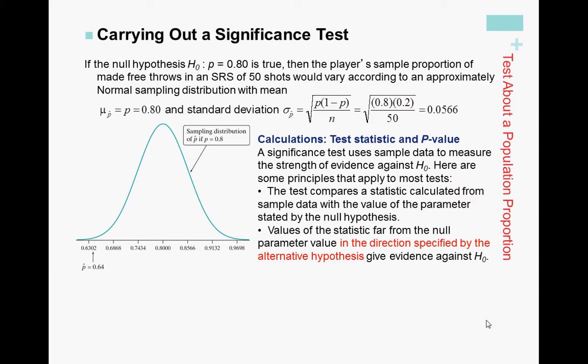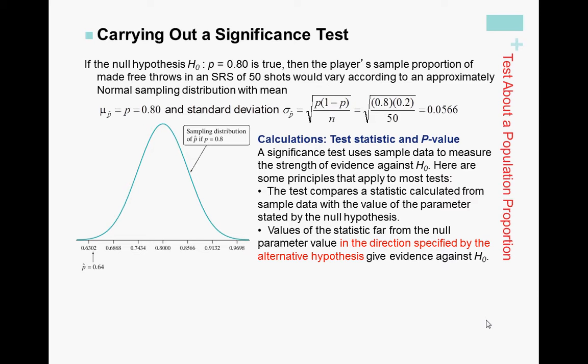Values of the statistic far from the null parameter value in the direction specified by the alternative hypothesis give evidence against the null hypothesis. Okay, so here's what they're pointing out. Right now we're looking at the proportion of free throws this guy is making, and he says it's 0.8. If he did a sample and it was 0.95, well, that's pretty far from 0.8, but it's not in the direction we were suspecting or testing. So even though 0.95 is a long way away from 0.80, that wouldn't give any evidence against the null hypothesis, because what we're testing is the null hypothesis against the idea that the true proportion is less than that.